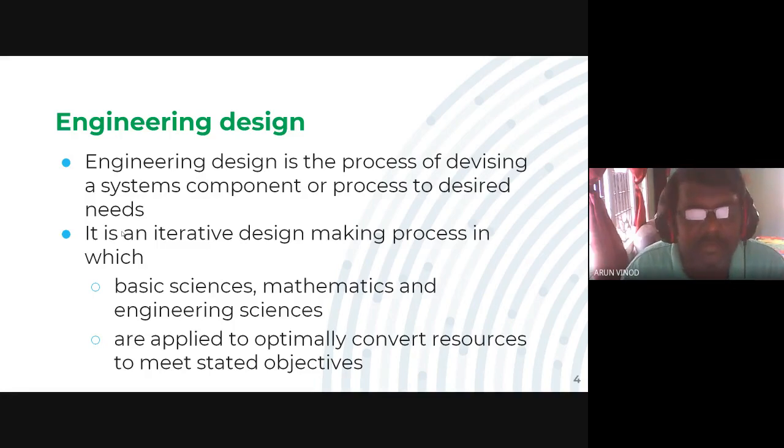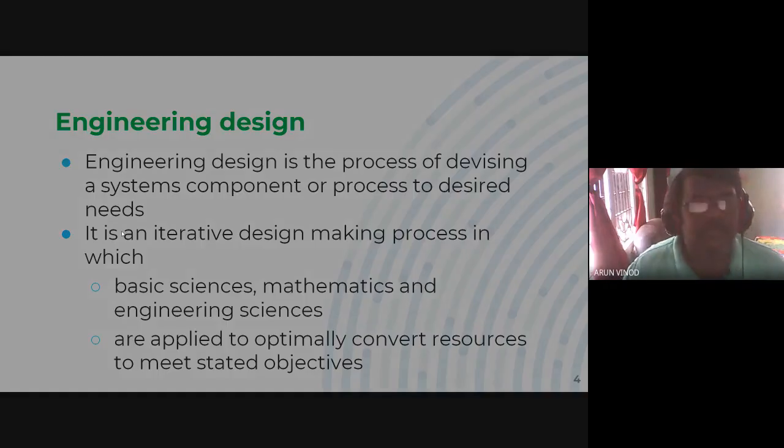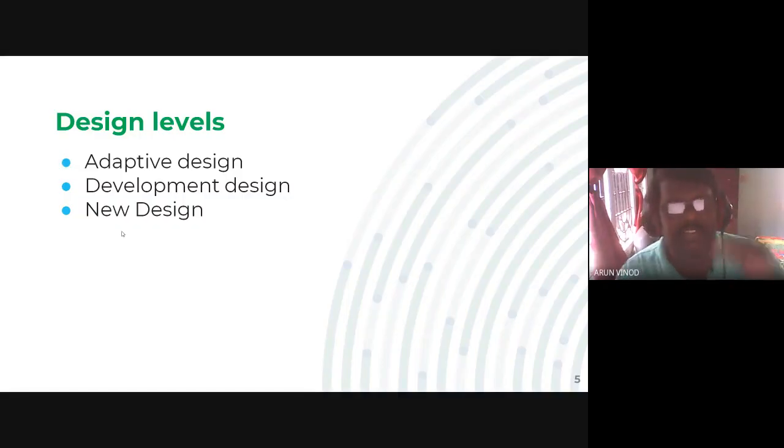You are doing some design with the help of some requirements, right? Okay. So now there are some design levels. Let me come back to the definition once again after discussing these levels. There are three design levels: adaptive design, development design, and new design. First, you should know what an adaptive design is.